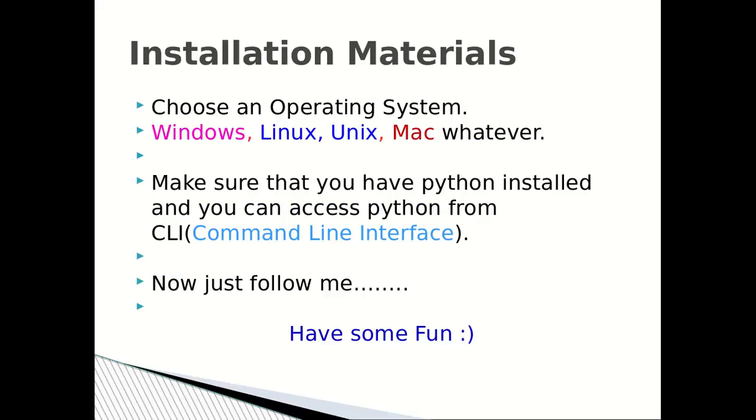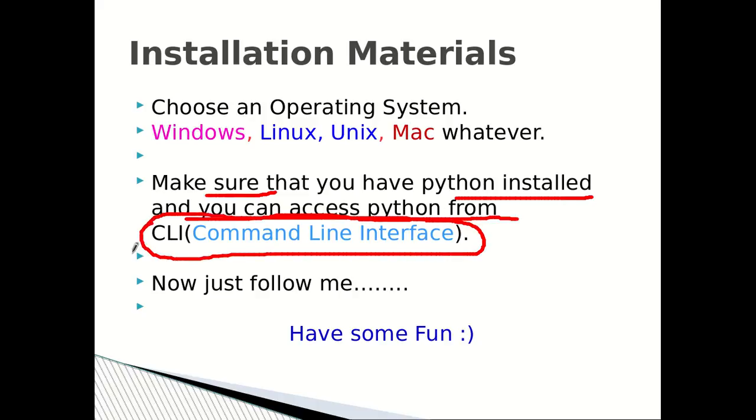Installation materials: choose an operating system first. If you are using Windows, Linux, Unix, or Mac, whatever, you can install Django. For that you need to make sure that you have Python installed and you can access Python from the CLI, the command line interface. This is very important, because every command for Django you need to run in your command line terminal. Now just follow me.